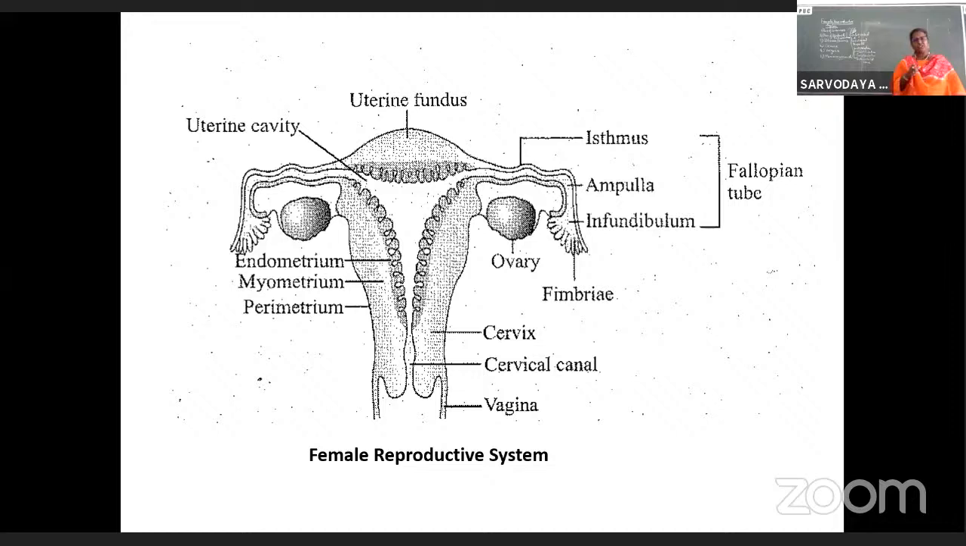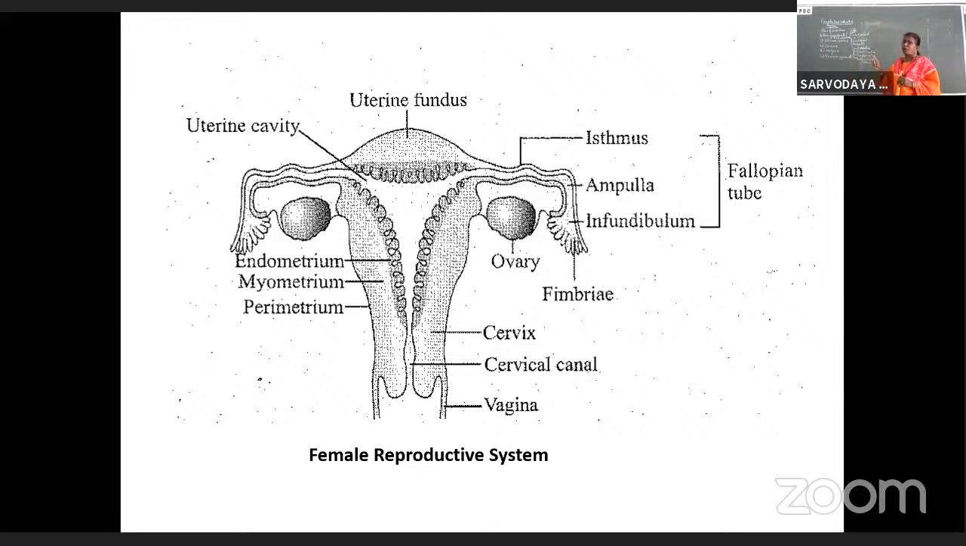The oviduct continues into a sac-like structure. What do you call it as? We call it as the uterus or the womb. The end part of the uterus or the neck of the uterus is what you call as the cervix. The cervix continues into the cervical canal, continues into what is known as the vagina. The vagina opens to the outside through the vaginal opening.